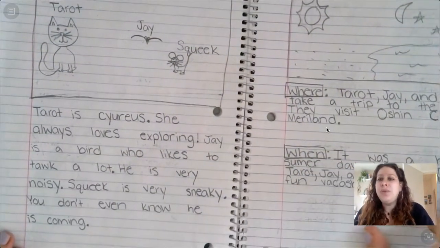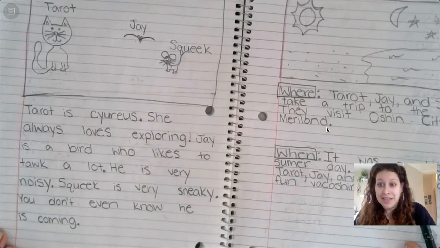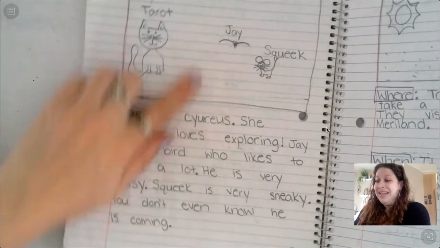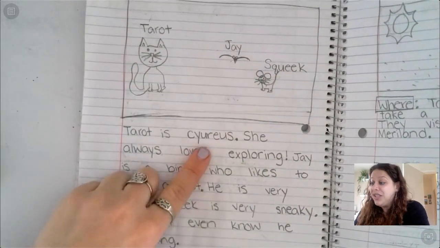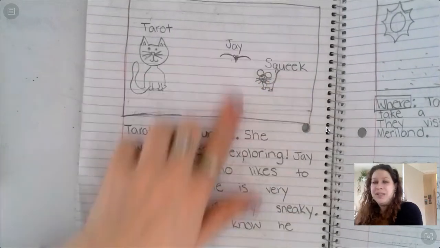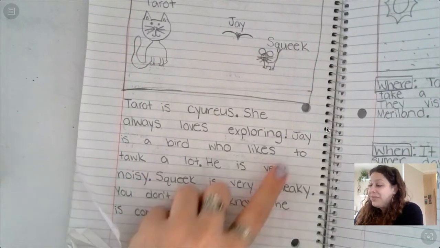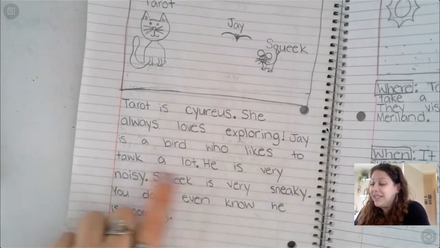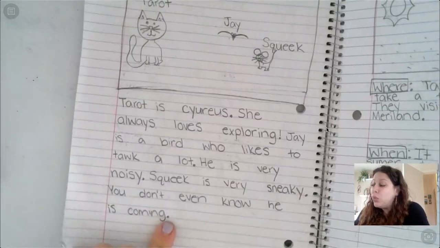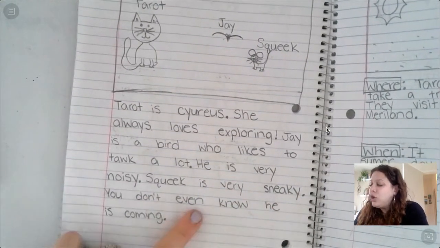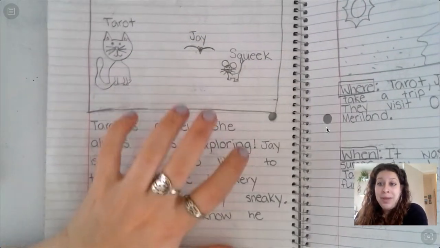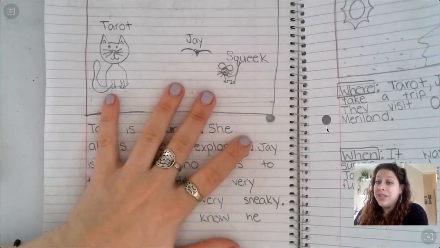The first thing I'm going to do is review what I wrote about last time. So first I wrote about my characters. I remember Taro is my main character. She's a curious cat. She always loves exploring. And I have some supporting characters. I wrote about Jay is a bird who likes to talk a lot. He is very noisy. And I wrote about Squeak is very sneaky. You don't even know he is coming. So Taro, Jay, and Squeak are going to be in my beginning because I'm going to introduce my characters.